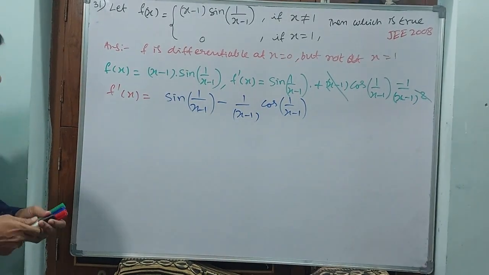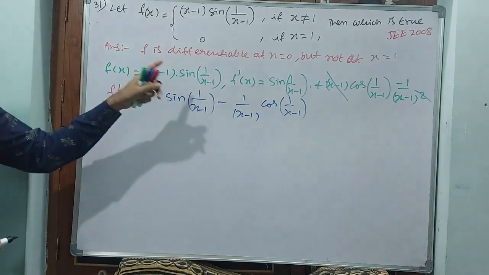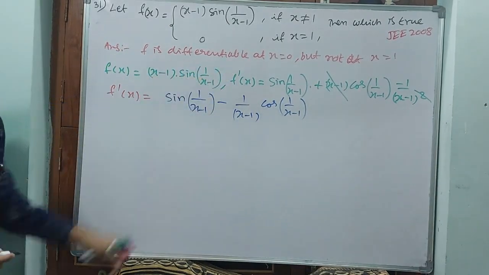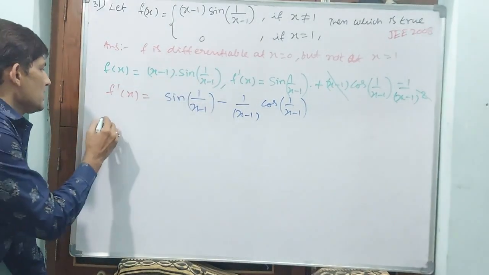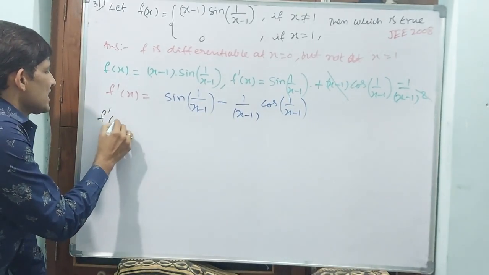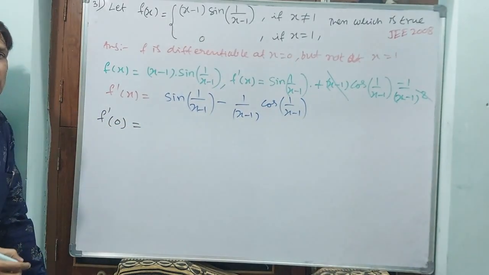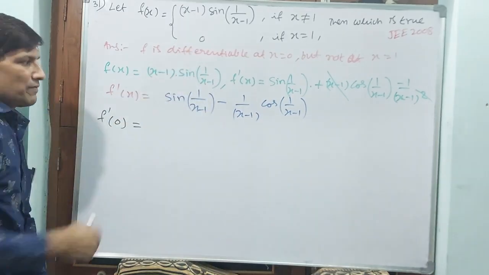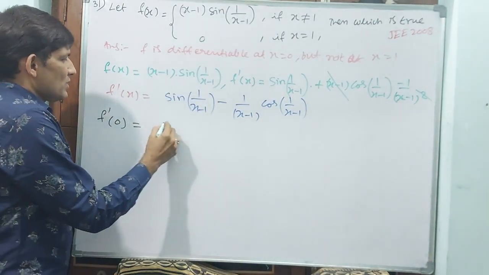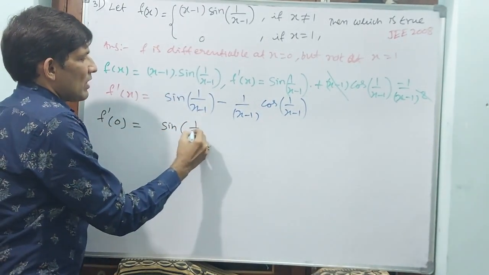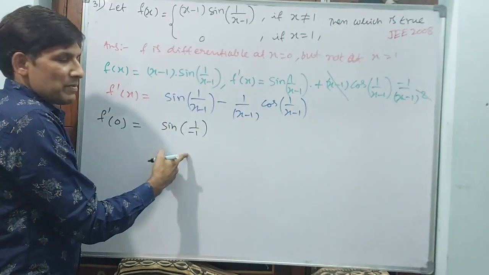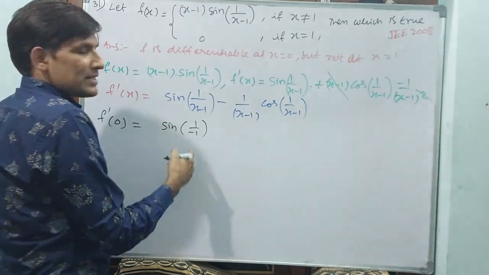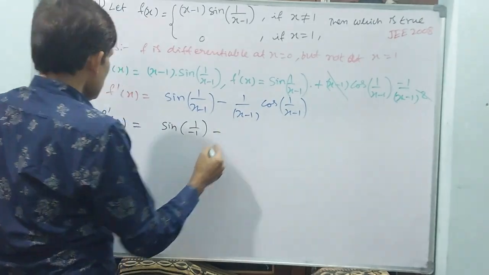Now see, the answer they have given is 0 and 1. We will see 1 by 1. First I am writing f dash 0. f dash 0 means sin of 1 by minus 1. Why? Because 0 minus 1 is minus 1. Sin of minus 1 is minus sin 1. Minus, you see here what will happen?